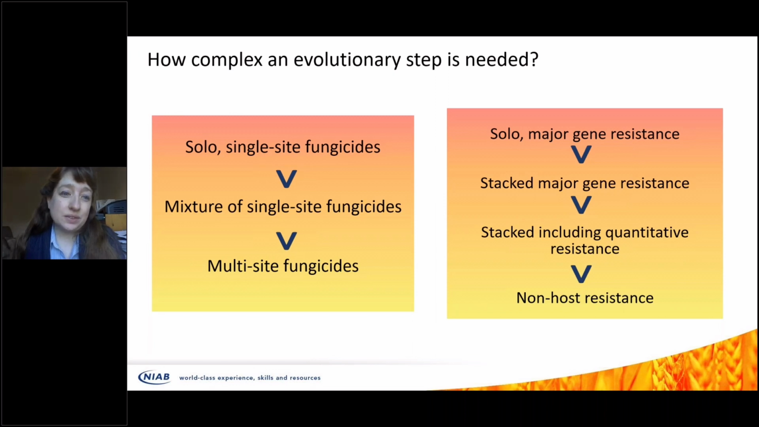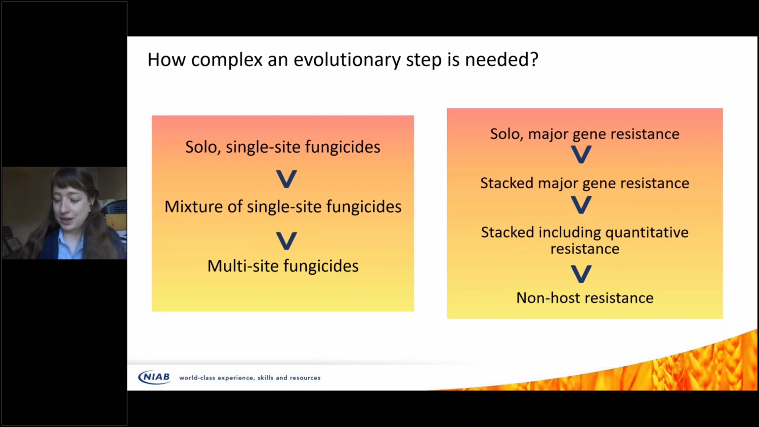If you then instead use a mixture of fungicides, then a slightly more complex change is needed, so you would need changes in those different target sites. Although if you're using a mixture and there's already resistance to one of those mixing partners, then you're back to the situation of only needing one mutation to be resistant to both. And then the lowest risk would be the multi-site fungicides, so you would need either several target site changes at once or non-target site mechanisms to give resistance to those.